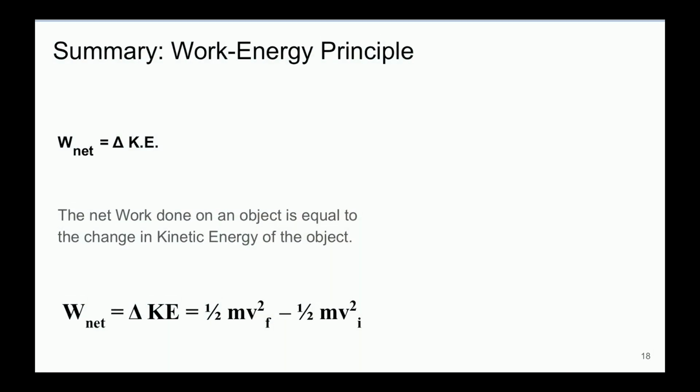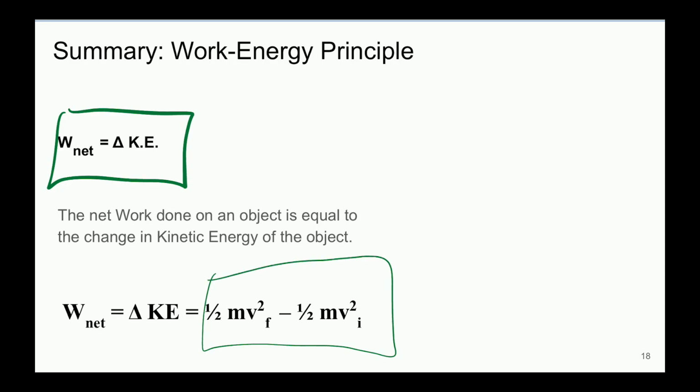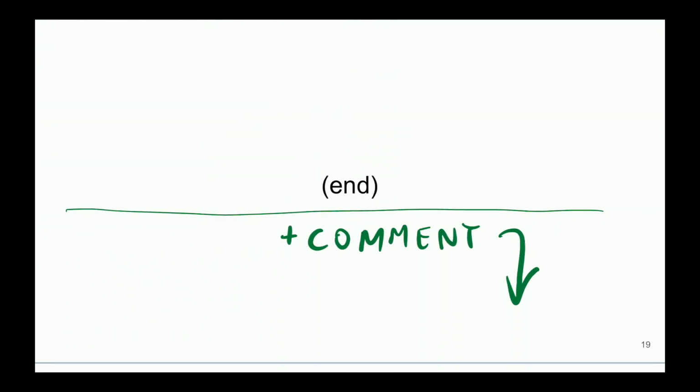So in summary, net work is the change in kinetic energy, and of course you know how to calculate that. You can just look at the 1/2 mv squared, final minus initial, just like any delta. Final minus initial. And that's how you do it.